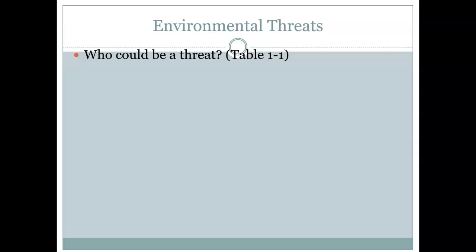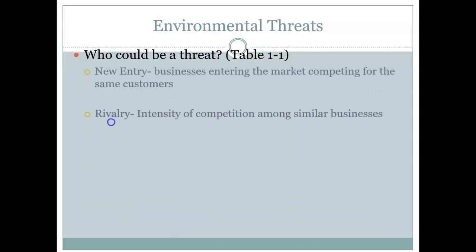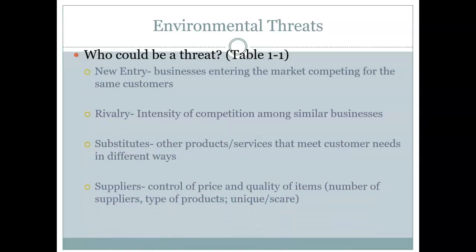So let's talk a little bit about environmental threats. Food service directors have to understand that to remain viable in their business, they have to maintain a competitive edge or advantage. So there are a variety of different threats to consider.